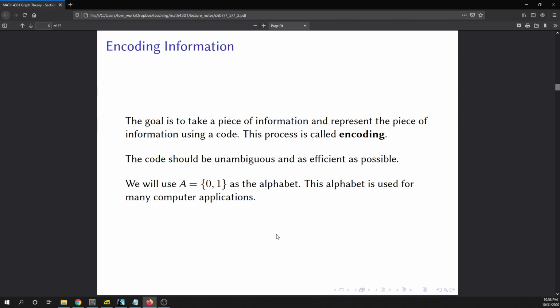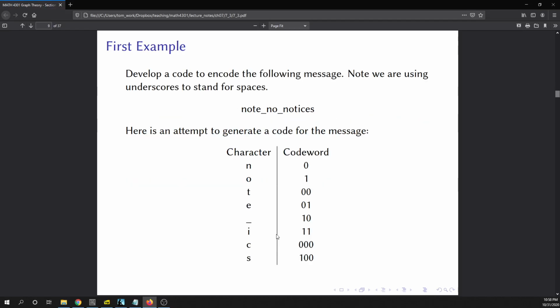All right. So as a first example, let's say that we want to develop a code to encode the following message. The message is "note, no notices." And instead of just representing a space as a space, I am going to represent it as an underscore. It's a little bit easier to look at when it is an underscore there. Okay, so those really stand for spaces.